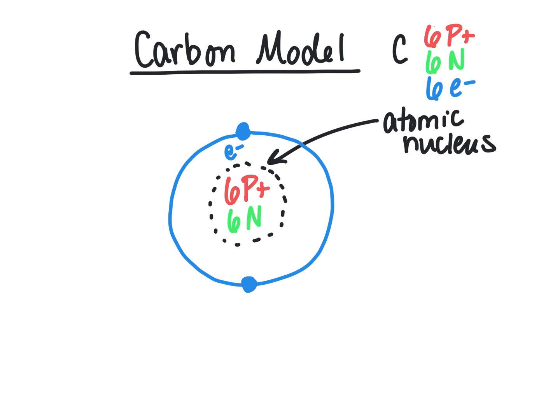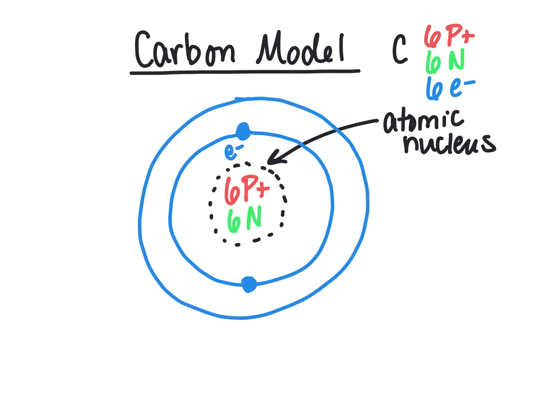But we've only placed 2 electrons, so we have 4 more electrons that need somewhere to go. So we can add a second orbital. We can put those 4 remaining electrons in the second orbital. So now we've got a total of 6 electrons in our 2 electron orbitals. Now recall that the outermost electron shell is known as the valence shell.